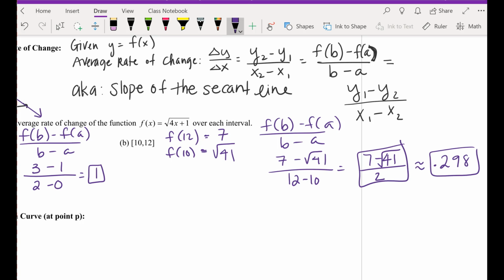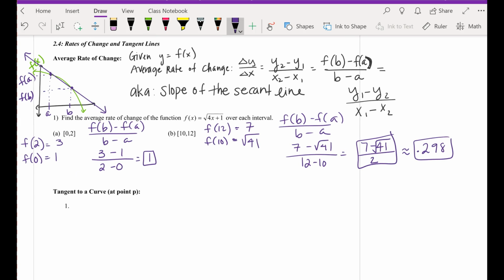Which one's steeper? From 0 to 2 or 10 to 12? 0 to 2. You're right. From 0 to 2, this curve has a steeper slope than from 10 to 12.